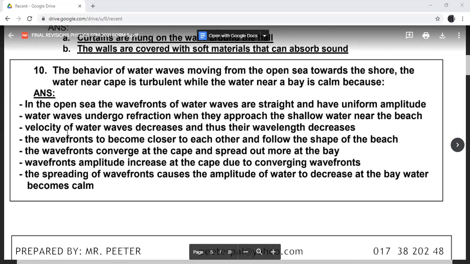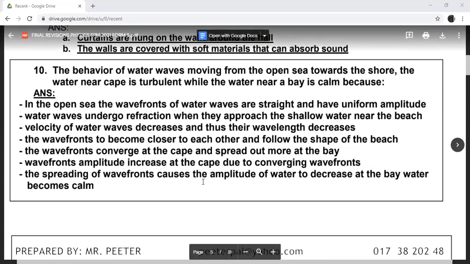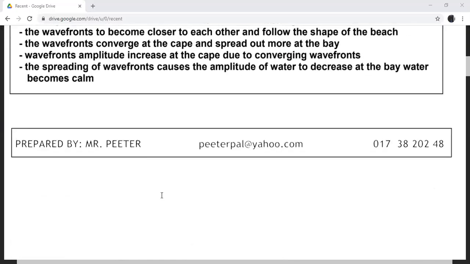The water becomes less energetic, very calm. They are spreading their energy to a wider area. So the wavefront's amplitude increases at the cape, but not at the bay area. The bay area is still low, right? The spreading of wavefronts causes the amplitude to decrease at the bay, and the water becomes calm. Very common question, so go through this properly.